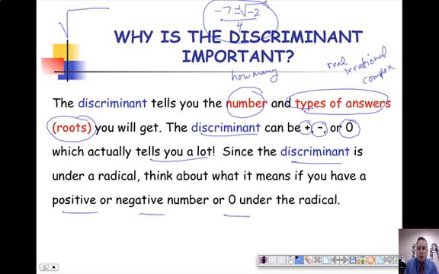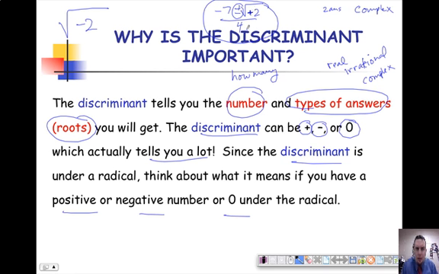If you got this answer, how many answers would you get? Well, there's plus and minus here, so you'd have 2 answers. And what kind of answers would you get? Look at what's underneath the radical, a negative 2. Radical negative 2. You're going to get imaginary or complex. So you're going to say 2 complex answers.